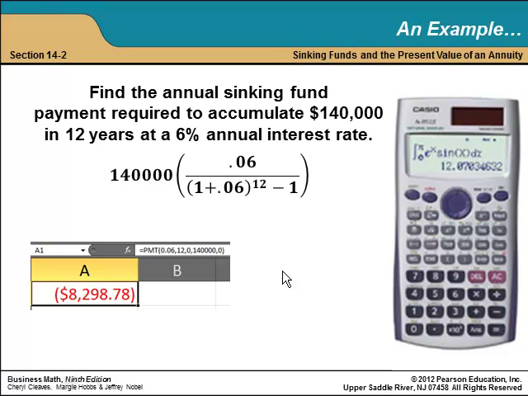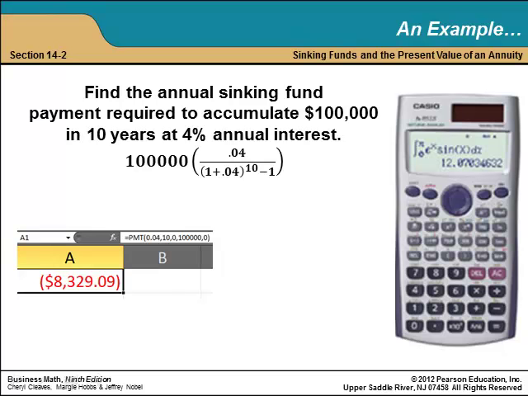Find the annual sinking fund payment required to accumulate $140,000 in 12 years at 6% annual interest rate. Well, you've got that formula that's on the previous page, but if you notice, we're looking for the payment, so that's why we use PMT, interest rate, number of years, N per. This is the present value, and this is the future value.